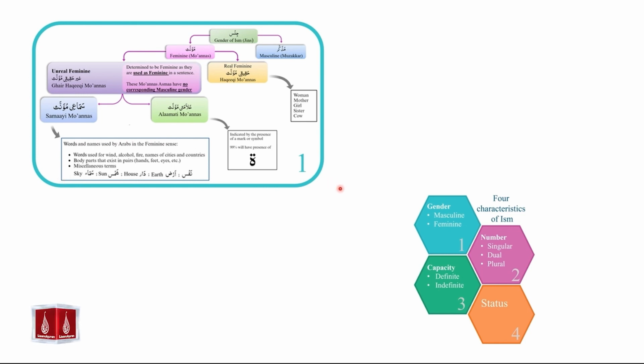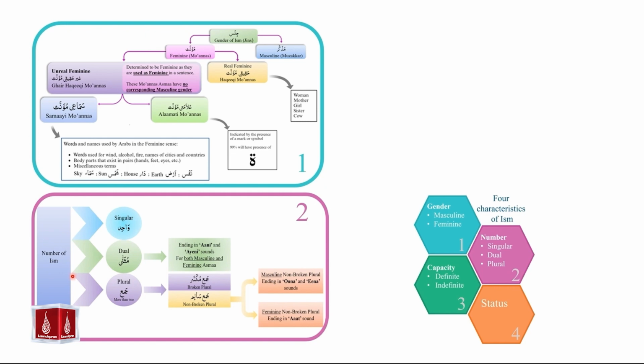Next, we studied the number of ism. From the standpoint of number, an ism can be singular, dual, or plural. Singular is used for one, dual is used for two, and plural is used for more than two. For dual asma or musanna asma, we studied that these will end in the ani or aini sounds. The rule applies to both masculine and feminine asma. That is, both masculine and feminine asma in the dual sense will end in the ani and aini sounds.